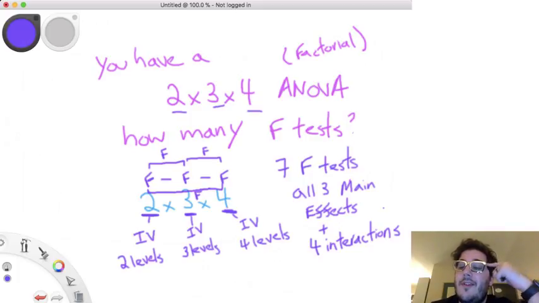Note how the number of F-tests does not depend on the levels that you have. It doesn't matter if it was a 99 by 99 by 99 ANOVA, it would still be 7 F-tests, because the levels are only telling you how many different groups are within that IV. So at the end, you'd have to do group mean comparisons, like with Tukey's HSD, comparing all those different groups. So just think about that.